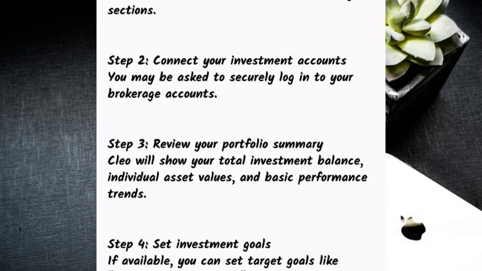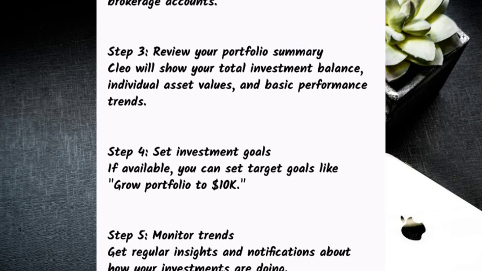Next, you review your portfolio summary. Now, Cleo will show your total investment balance as well as individual asset values and basic performance trends. Next, you're going to set investment goals. Now, if available, you can set target goals like grow portfolio to $10,000.